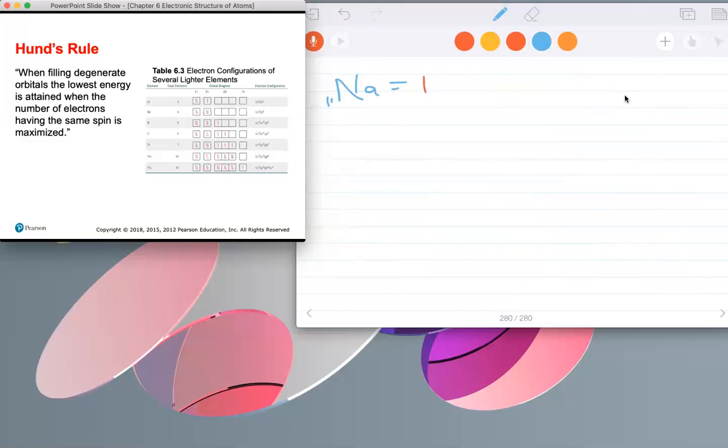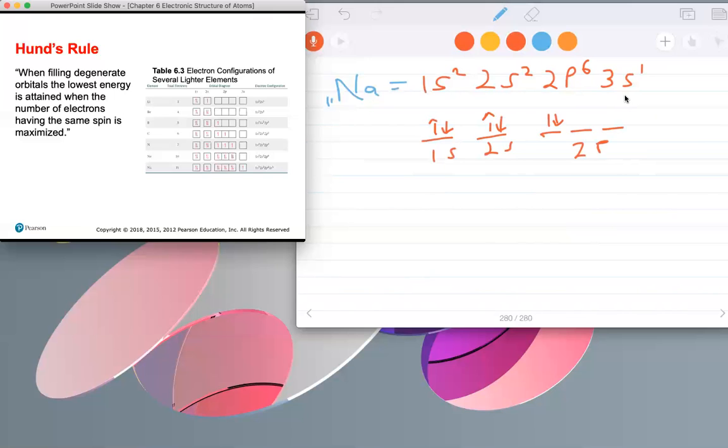This is 1s2, 2s2, 2p6, and then 3s1. And then we have seen method 2, which is 1s with 2 electrons, 2s with the 2 electrons, and then 2p with all the electrons paired up, and then the 3s. This is the orbital filling diagram.